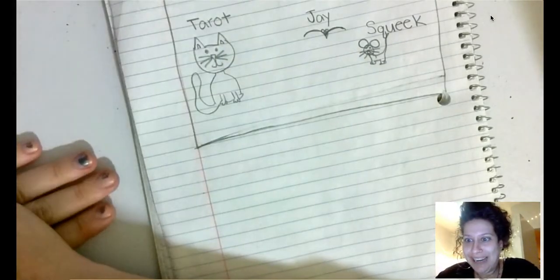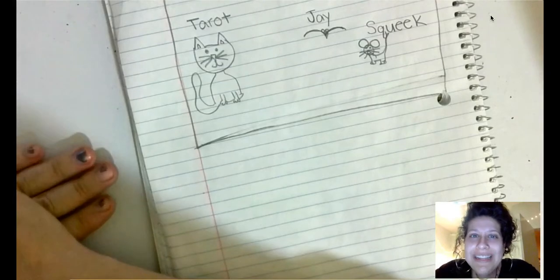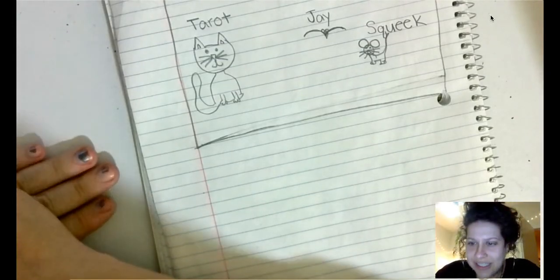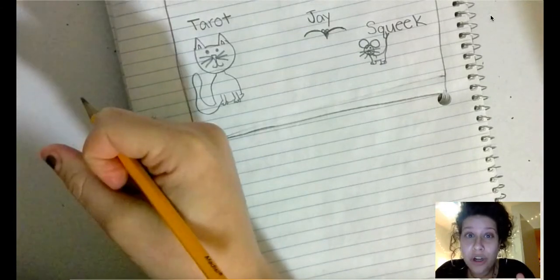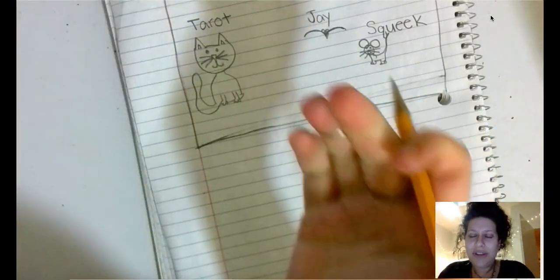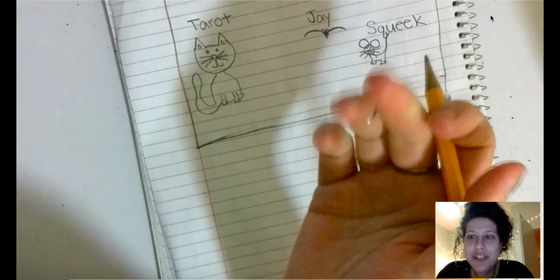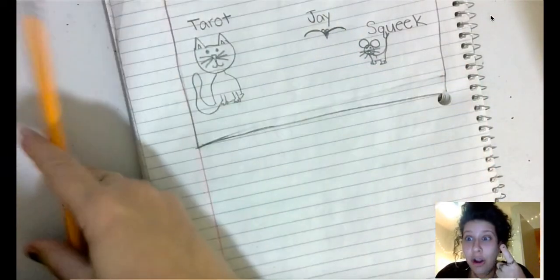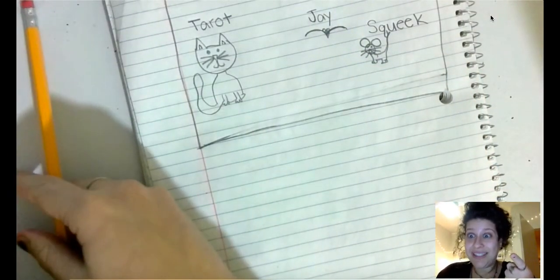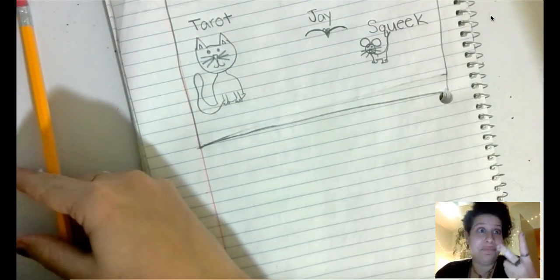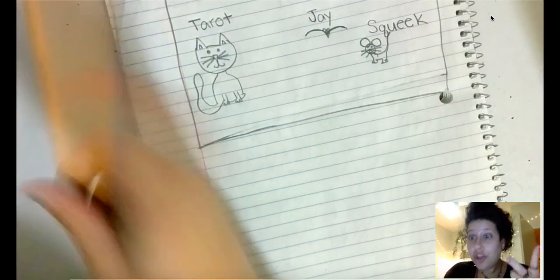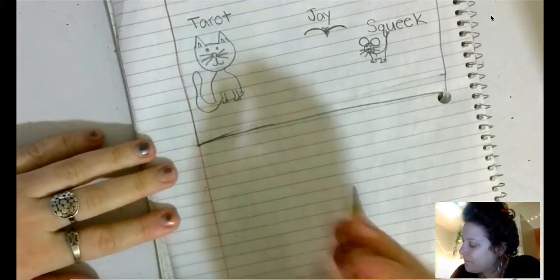First, I'm going to talk about Taro. Taro is curious. She is always exploring. Friends, I think I already have my 2 sentences. Taro is curious. That's a sentence. She is always exploring. That's another sentence. Great. I'm going to write that.